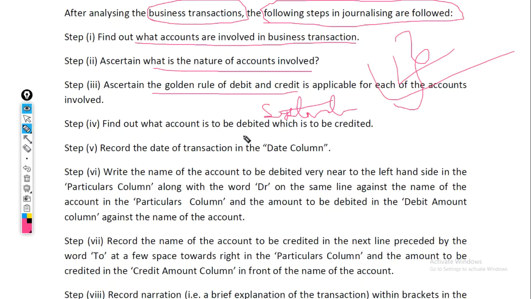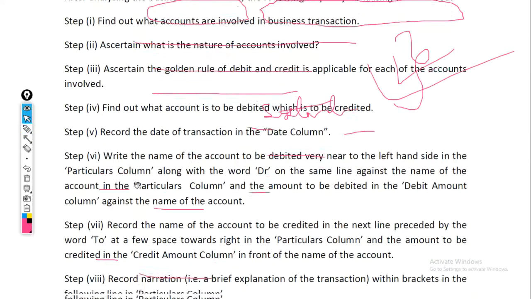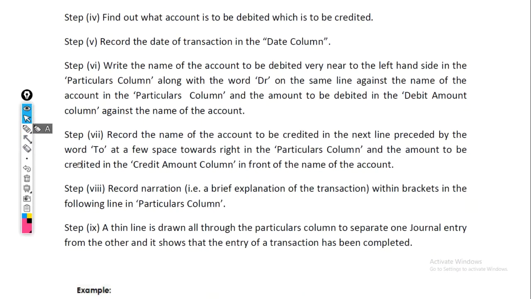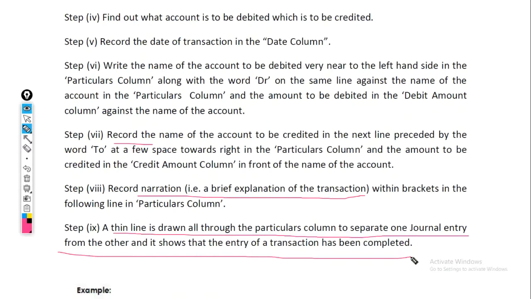The fourth step to create a proper journal entry in a systematic way is to find out which account is to be debited and which account is to be credited. Fill the date column. Write the particulars, which to debit, which to credit. So this is basically to record an entry. Now recording a transaction: record the names, record the narration. Narration is the explanation of the transaction. And a line is drawn to separate one journal entry from another. That is very basic.